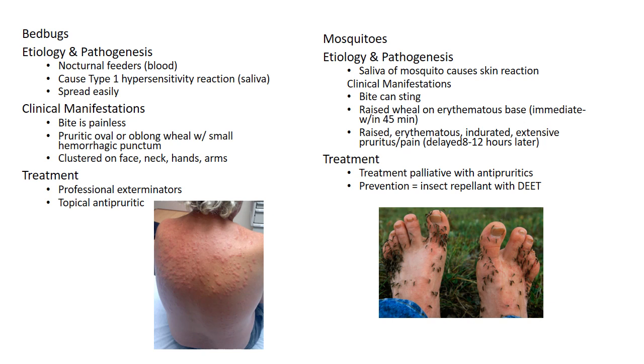But the best thing you can do is prevention. So insect repellent with DEET, or just avoiding areas where mosquitoes like to gather. They lay their eggs in water, so a lot of times we see them more by lakes. Also, things like not having water sitting out in your yard can help to reduce mosquitoes.